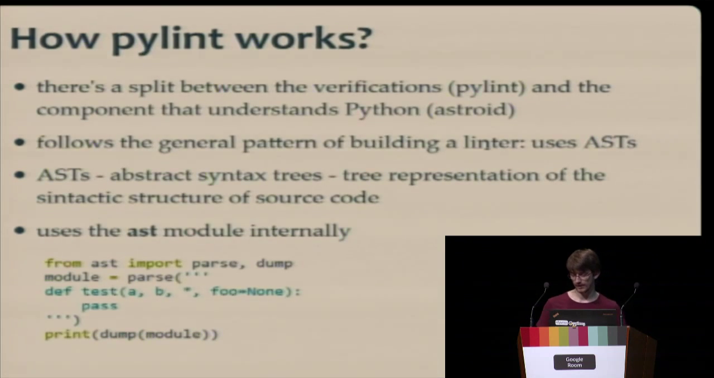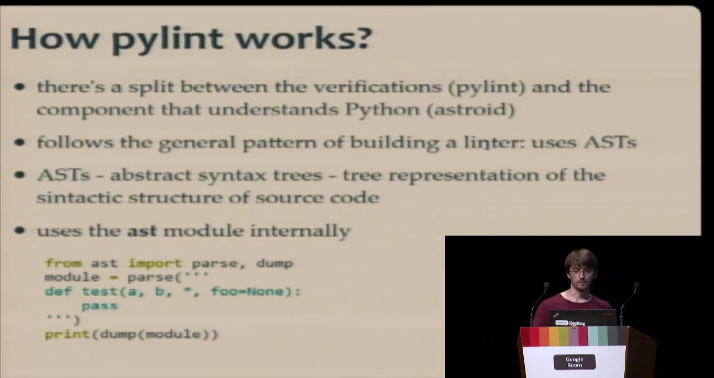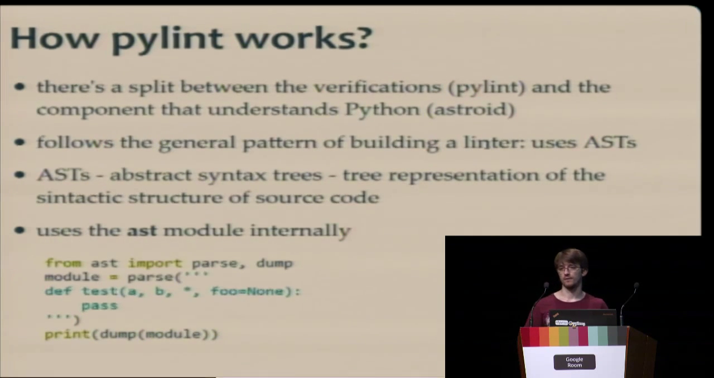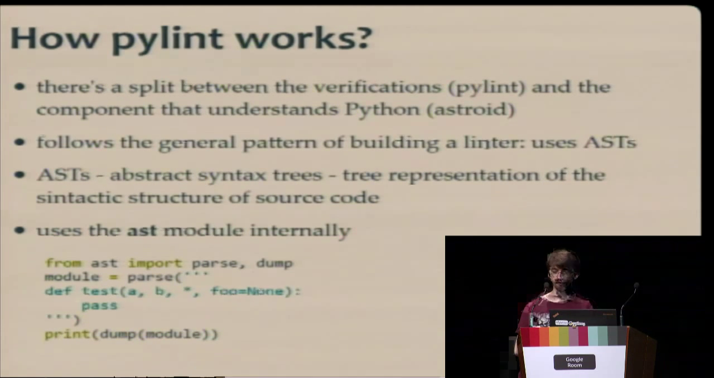Right. At this point, you might ask yourself, this is cool, but how does it work, and why does it work statically? First of all, Pylint is split into two components: the real checker with its inference engine, and the component that understands Python, which is Astroid. We're following the general pattern of building a linter. Basically, we're using abstract syntax trees, even though ours are augmented with a couple of functions that help us in building the inference engine.